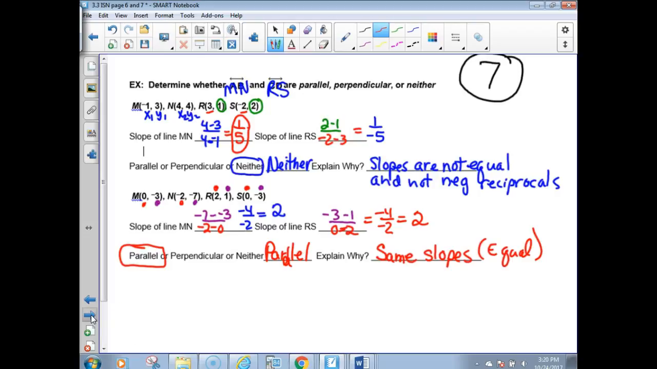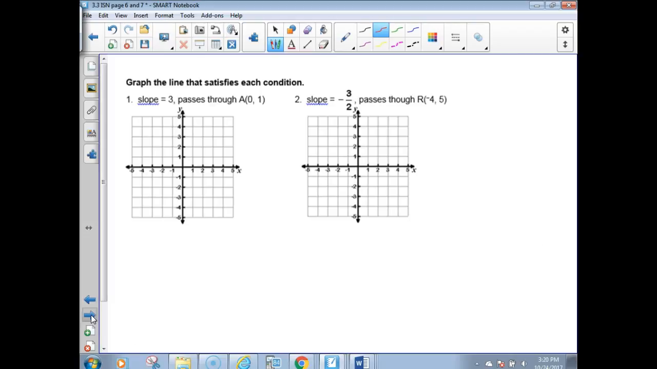Slopes are the same. Anybody still need this before we go to the next part? Okay. All right, so now we're going to graph some lines that satisfy the condition given.